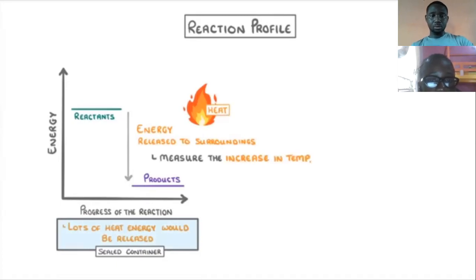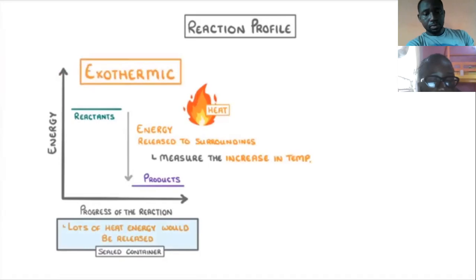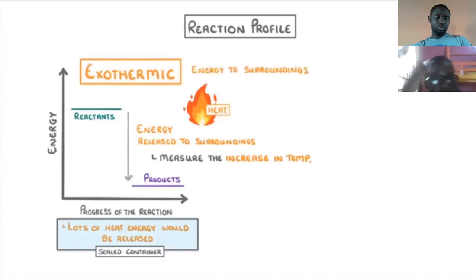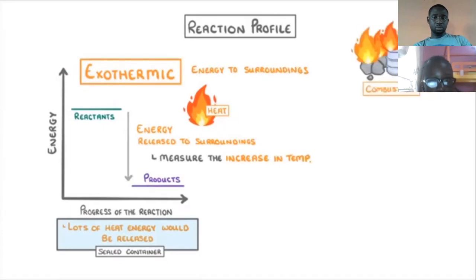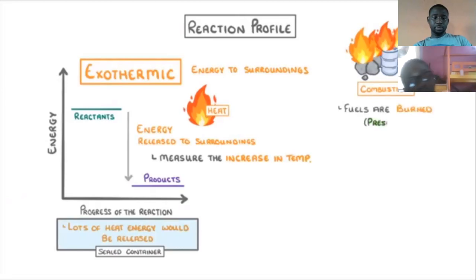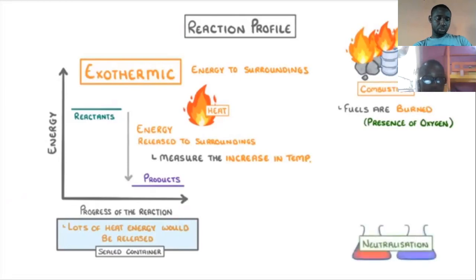We call reactions like this exothermic. What all exothermic reactions have in common is that they transfer energy to the surroundings, usually in the form of heat. The most common type of exothermic reaction is combustion, in which fuels are burned, usually in the presence of oxygen, like in our reaction. Other examples include neutralization reactions between acids and bases, and most oxidation reactions.